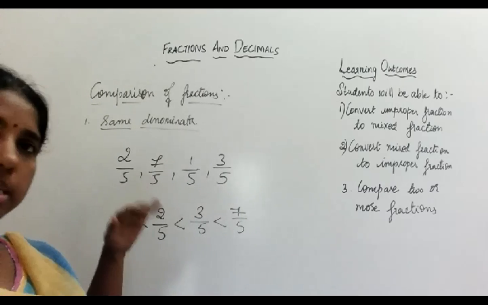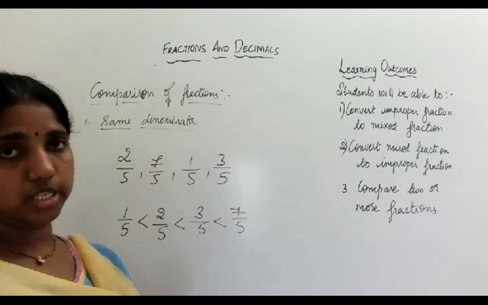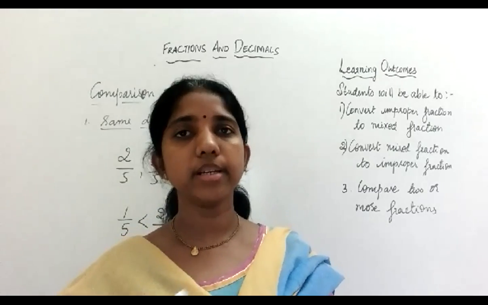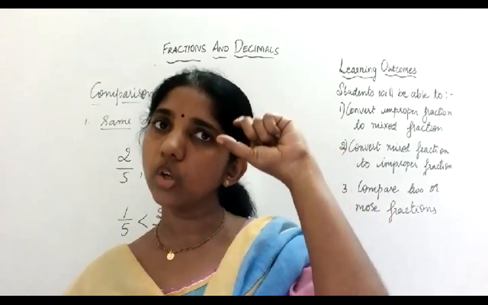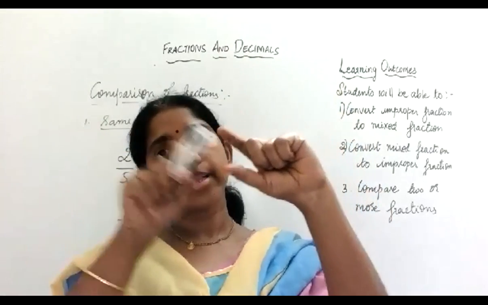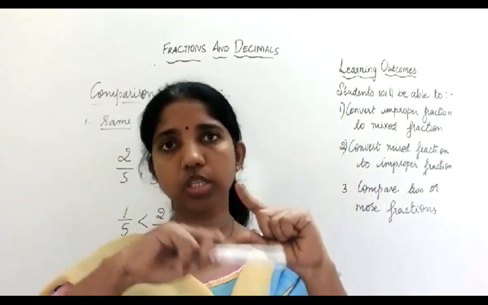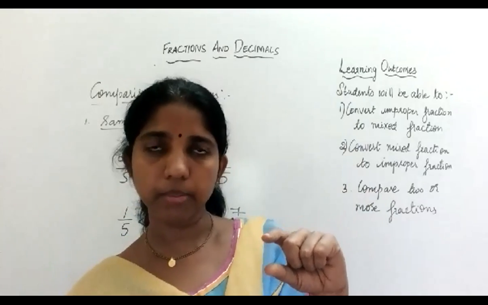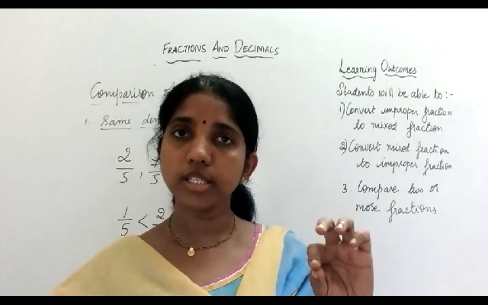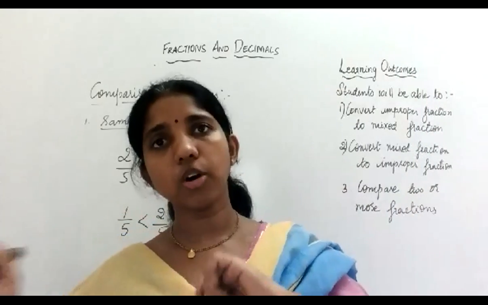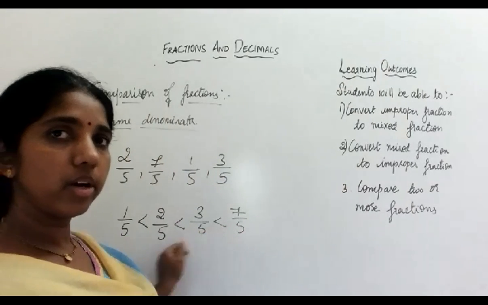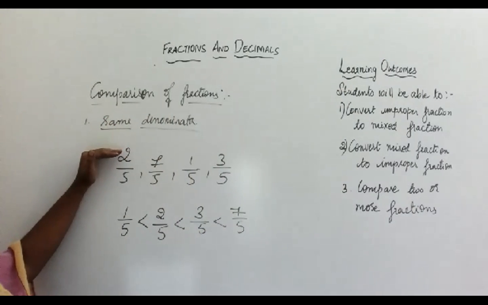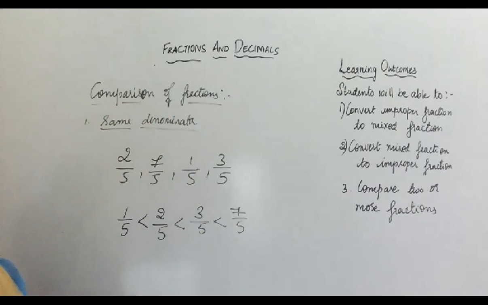That's how you compare the fractions. While comparing the fractions, if the denominators are same, then you look at the numerator and compare. If you want to write in ascending order, you start from the small number of the numerator to the big number. And if you want to write in descending order, you go from the bigger numerator to the smaller numerator. But the denominators have to be same. So this is the condition to compare fractions having the same denominator.